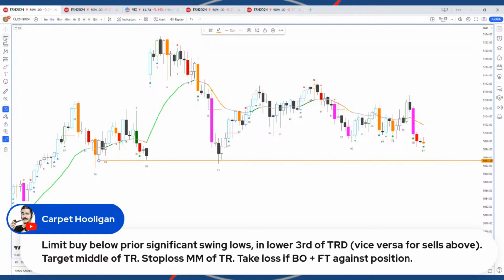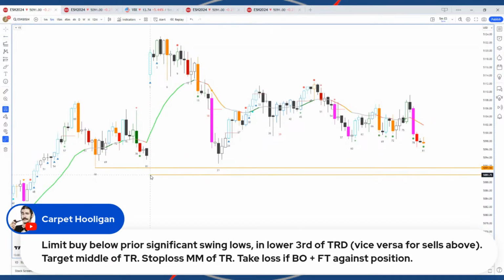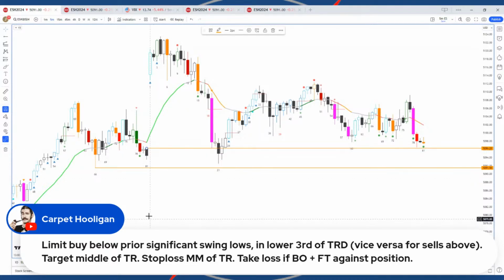Basically, we'll say this is your range. It does reduce position size.